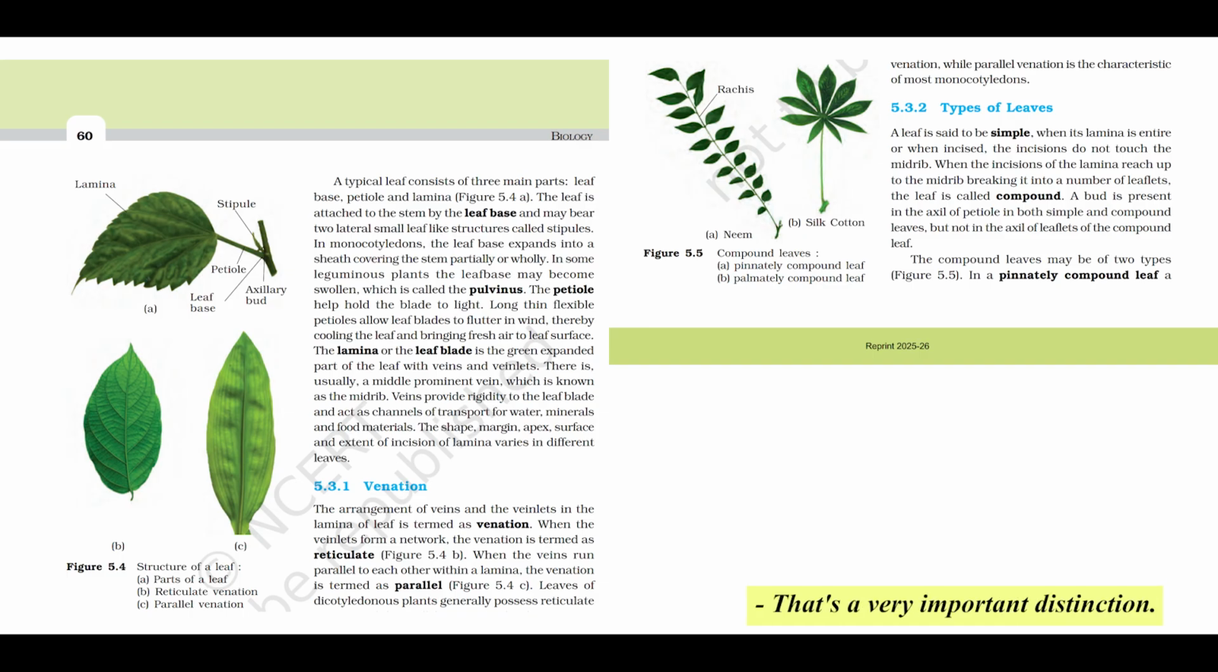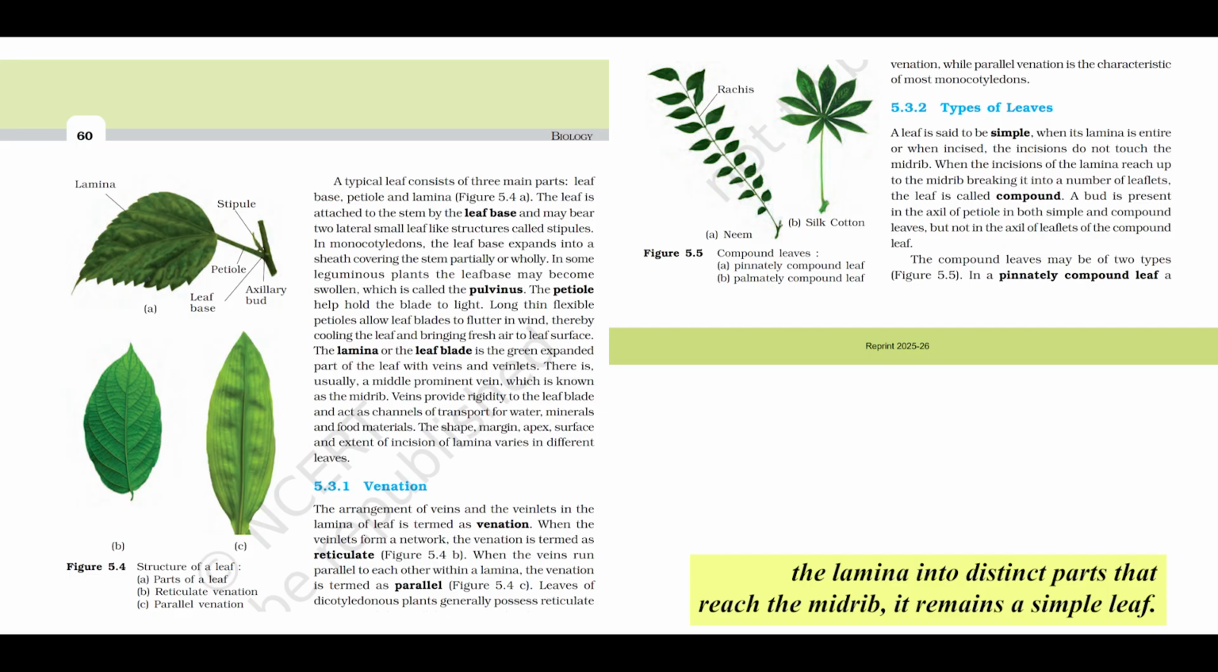That's a very important distinction. And you're right, it can be confusing. It hinges on two main things: the extent of the lamina's incision and, crucially, the presence or absence of that axillary bud we talked about. Let's break it down carefully. A leaf is considered a simple leaf if its lamina is either completely entire, meaning it's undivided, or if it is incised, the incisions do not reach or touch the midrib. Even if the leaf margin is deeply lobed, like in an oak leaf, as long as the divisions don't completely separate the lamina into distinct parts that reach the midrib, it remains a simple leaf.